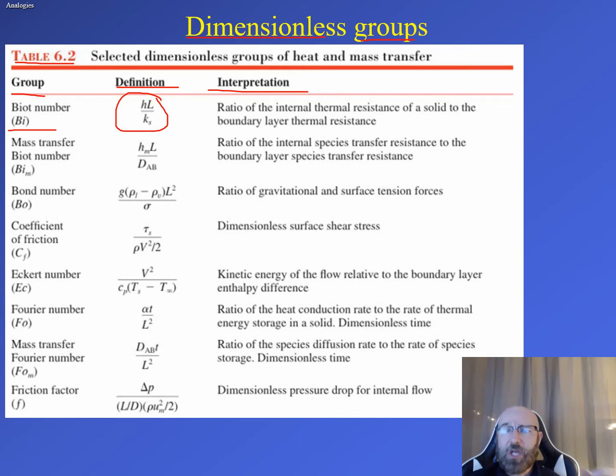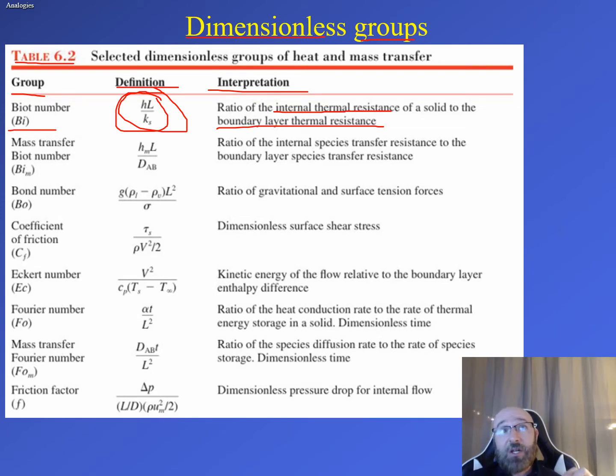We're not quite sure. It says use your Biot number. Well, what does that really mean? What do I plug in to solve for Biot number? I can quickly reference back to table 6.2 and say, this is the ratio of the internal thermal resistance of a solid to the boundary layer thermal resistance. So now I understand what it physically is. I have a definition. I have my L and my h given the problem statement. I can look up my k_s from somewhere. So therefore, I can get a value for my Biot number.